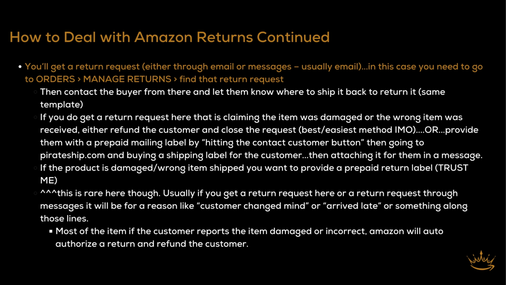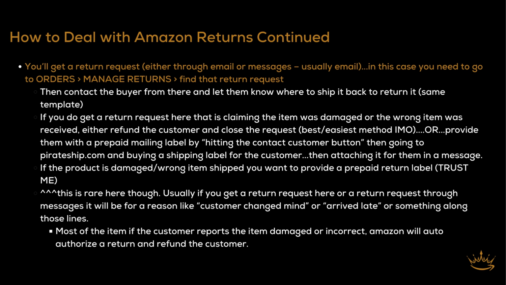Now, if you do get a return request here that's claiming the item was damaged or the wrong item was received, you want to either refund the customer again or close the request. This is, again, the best and easiest method in my opinion. Or you can provide them with a prepaid return label by, again, hitting the contact customer button on the right of that specific return, like I just showed you, and then going to pirateship.com and buying a shipping label for that customer from that customer's address on the order to your address or your return warehouse or wherever it is, right? And then simply attach that in the messages for them and let them know in the message that you attached it for them, and you're providing them a prepaid return label, okay?